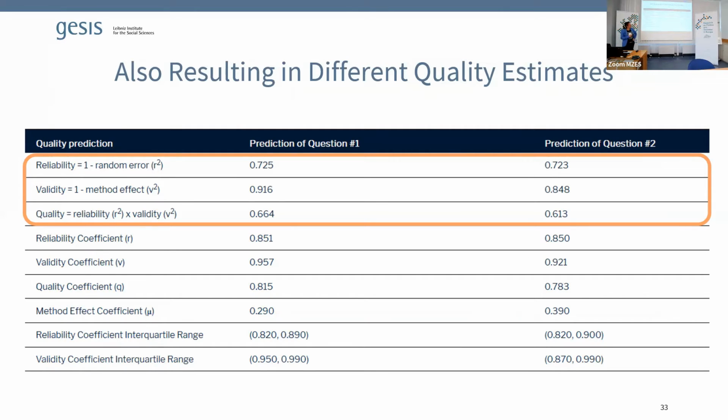In fact, in the end, the quality prediction is not that different, 0.664 and 0.613. What does it tell you? It tells you that there is a difference. Maybe the quality prediction in that moment is not so interesting. It's really more about comparing the codes and figuring out where there are differences in the measurement instrument itself.